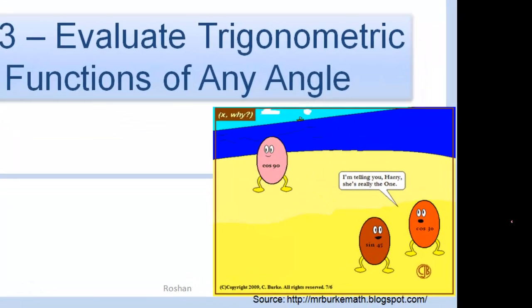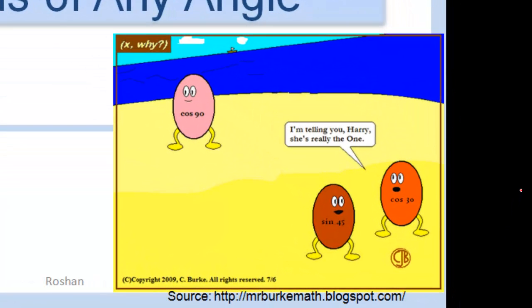So today, for all of you guys out there, I have a really good pickup line. I'm telling you, Harry, she's really the one. She's cosine of 90 degrees. See if you get this one in a minute.